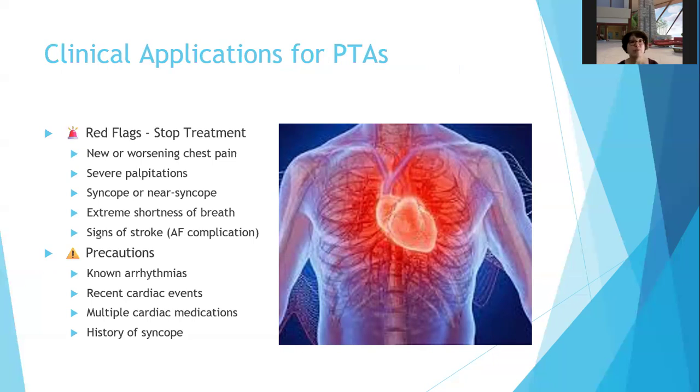So you're going to stop treatment if you have new or worsening chest pain, severe palpitations, syncope or near syncope. That probably goes without saying, huh? Extreme shortness of breath or the signs of a stroke. Stroke is an atrial fibrillation potential complication, so if you're having neurological signs, stop treatment. If somebody has a known arrhythmia, or has had recent cardiac events, or is on multiple cardiac medications, or has a history of syncope, you want to be super careful with what you do with them in PT.